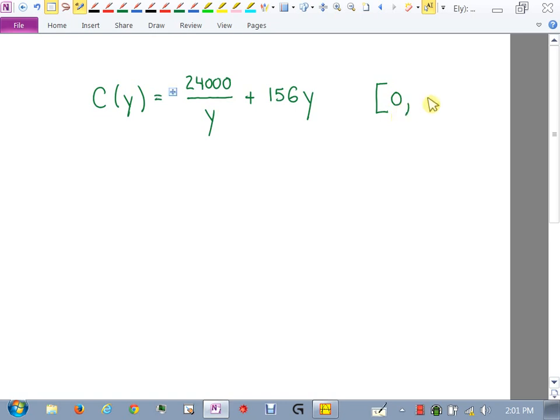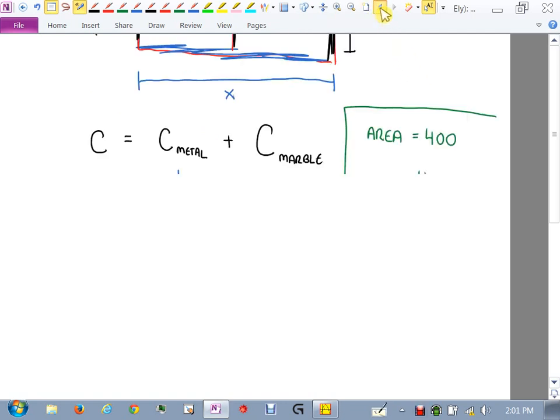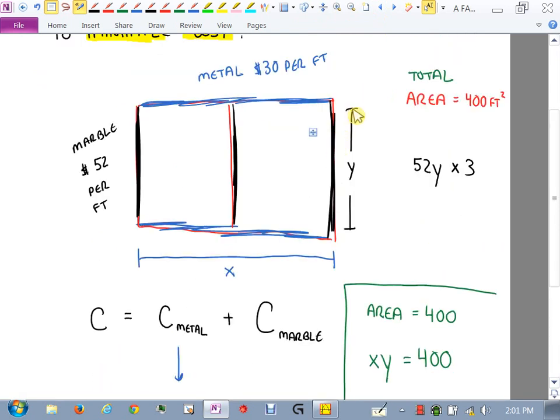Is there a biggest value that y could be? 400? If y is 400 right here, then what would x have to be? 1, right? Okay, so what if y was 800? Then x would have to be a half. That's possible, right? What if y was, I don't know, 1,000? 4,000 would be 110, something like that. I mean, no matter what this length is, I can multiply by something and get 400.